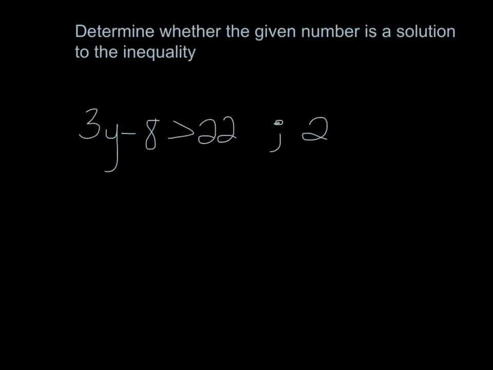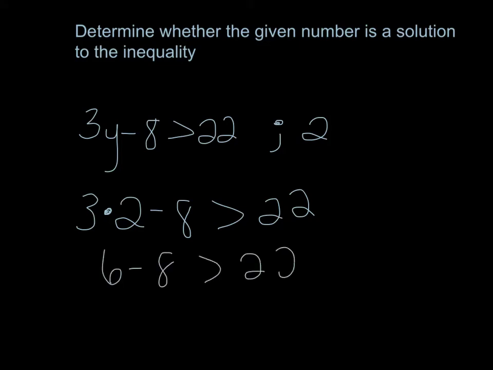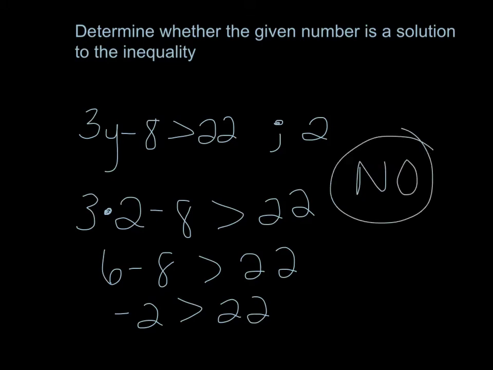Our next one here, we want to determine whether the given number is a solution to the inequality. So our given number is 2, and we want to figure out if that's a solution to this inequality right here. Same way we used to figure out if it was a solution to an equation, we're just going to plug it in. So 3 times 2 minus 8 has to be greater than 22. So 3 times 2 is 6, minus 8. 6 minus 8 is negative 2, greater than 22. Well, negative 2 is not greater than 22, so no, it is not a solution. And that's how you figure out if a number is a solution to an inequality or not.